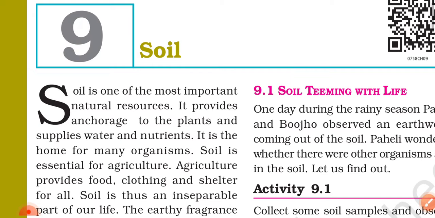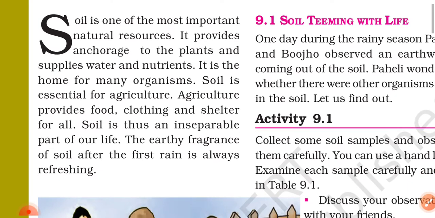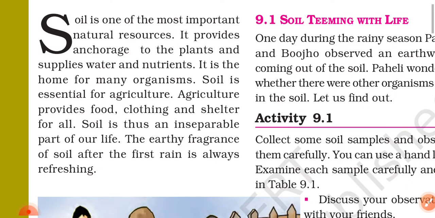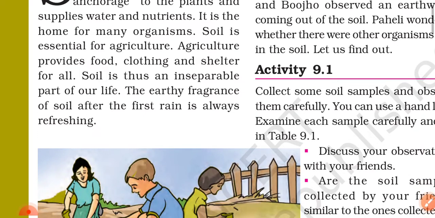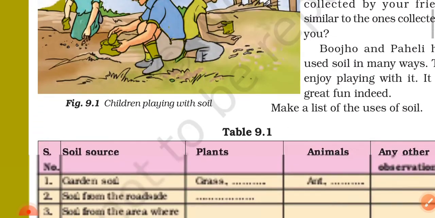It provides anchorage to the plants and supplies water and nutrients. It is the home for many organisms. Soil is essential for agriculture. Agriculture provides food, clothing, and shelter for all. Soil is thus an inseparable part of our life. The earthy fragrance of soil after the first rain is always refreshing.